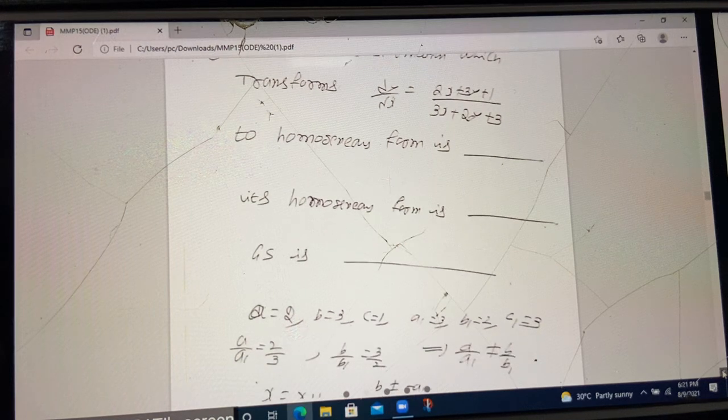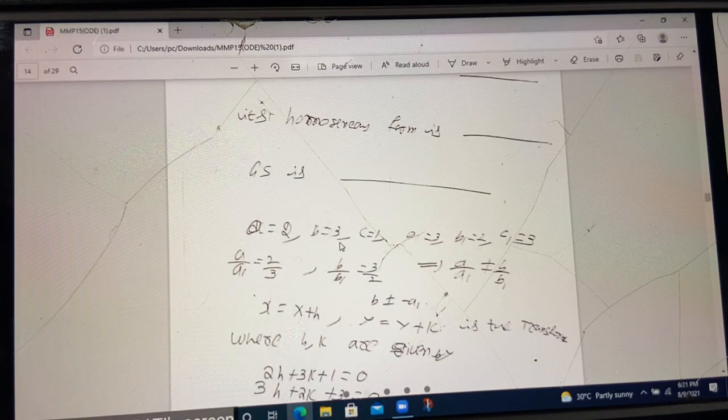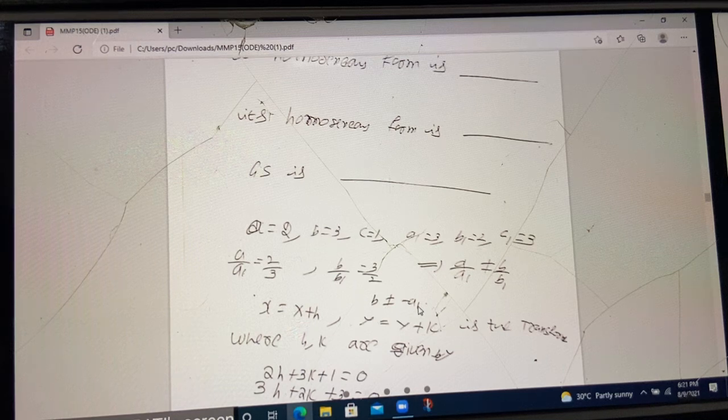What is the transformation? Let us see. a equals 2, b equals 3. a by a1 is not equal to b by b1, and b is not equal to minus a1. b equals a1 we are having, but we should have b equal to minus a1. They are not. Therefore, we have to go for x equals X plus h, y equals Y plus k.